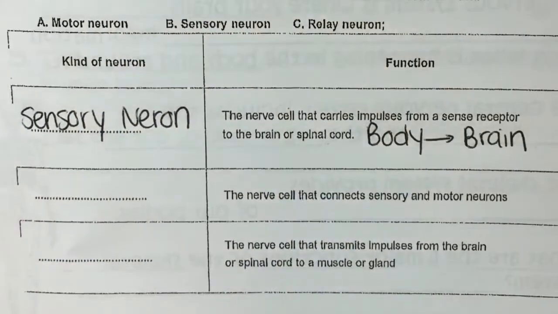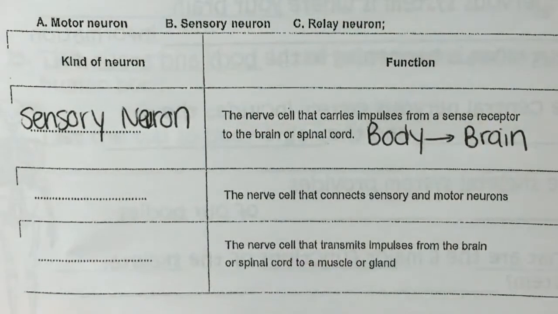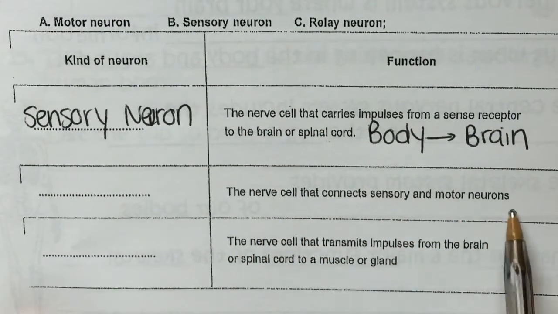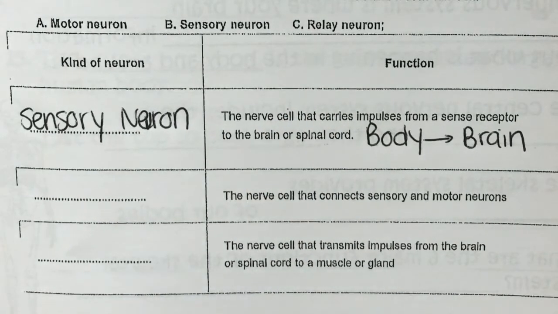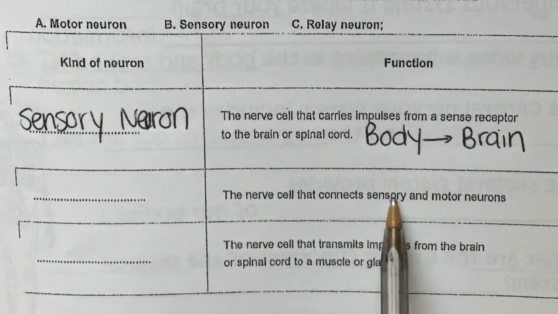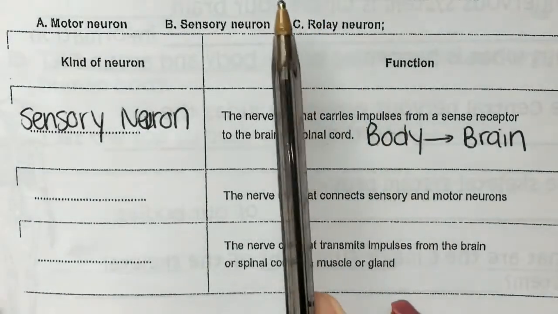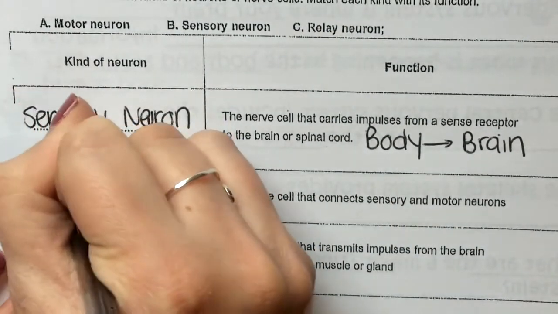All right, let's look at the next one. Okay, didn't spell that right. There's a U right there. Okay, the next one, the nerve cell that connects sensory and motor neurons. So this neuron basically takes any of those electrical impulses and takes it from a sensory neuron to a motor neuron, kind of like a relay, kind of like the middleman. That is our relay neuron.